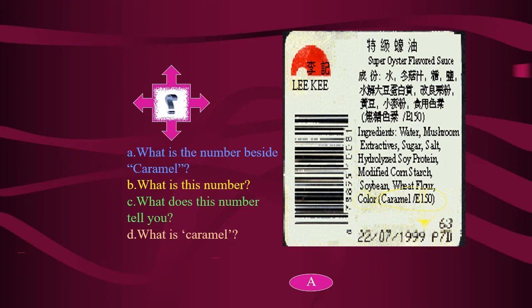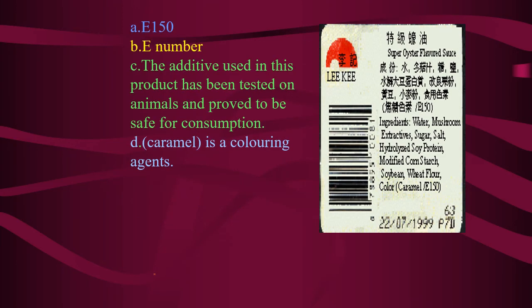So what is caramel? You have learned this in Learning Unit 4, which is the browning. So how is caramel formed? You can always go back to Learning Unit 4 and do some revision on this. Okay, if we look at this one here, E1450 is an E number, and the additive used in this product has been tested on animals and proved to be safe for consumption, and caramel is actually a coloring agent which is brown in color.